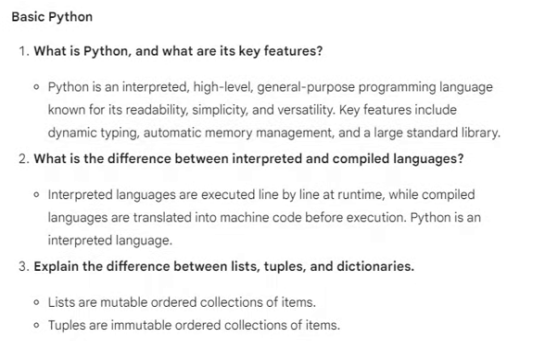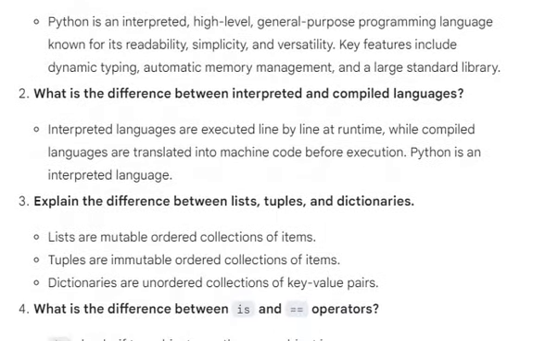Explain the difference between lists, tuples, and dictionaries. Lists are mutable ordered collections of items, while tuples are immutable ordered collections of items. Dictionaries are unordered collections of key-value pairs.